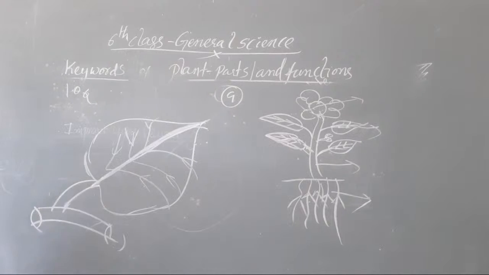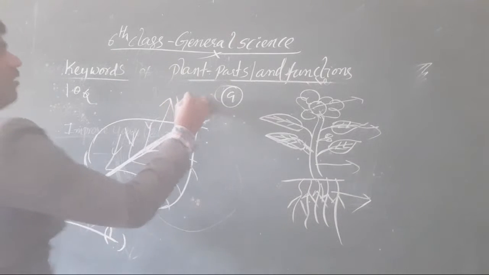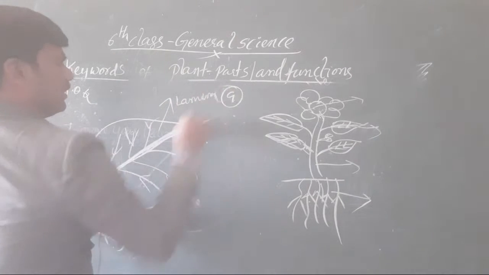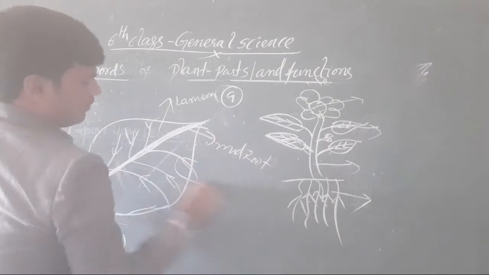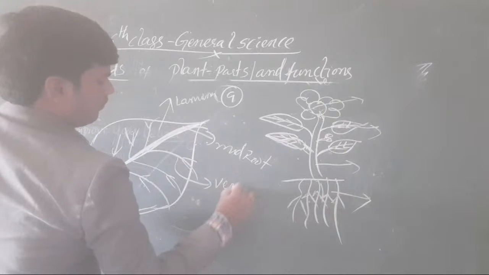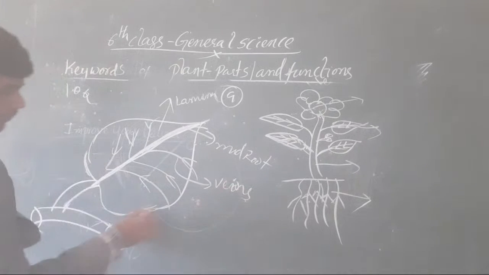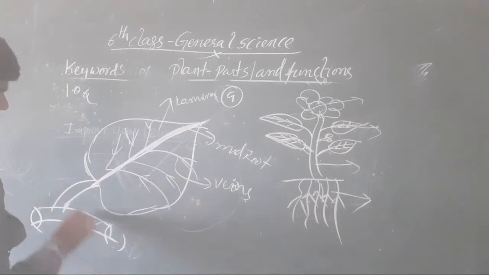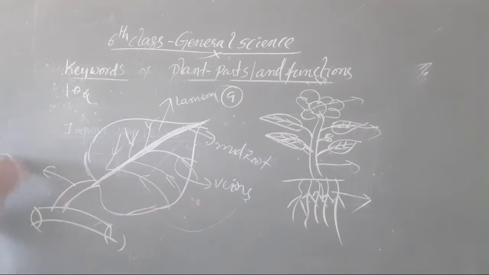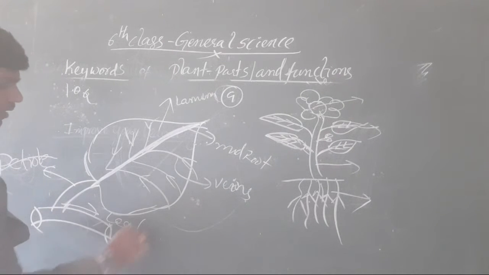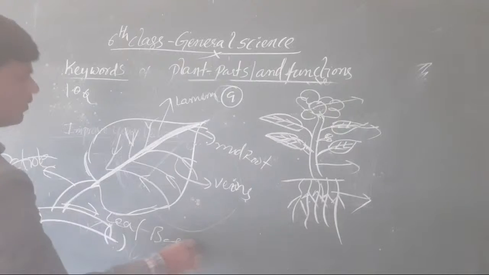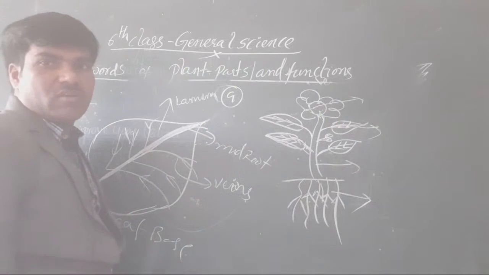There is a label. The parts mean what? It is the lamina, it is the midrib, it is the veins, and this is the petiole. Clear or not, all of you? It is the petiole. And what is this? The leaf base. It is the leaf base. Like that you have to take it here. Got it or not, all the students?